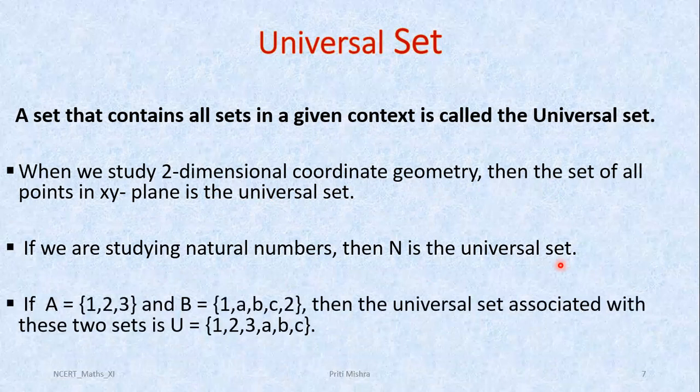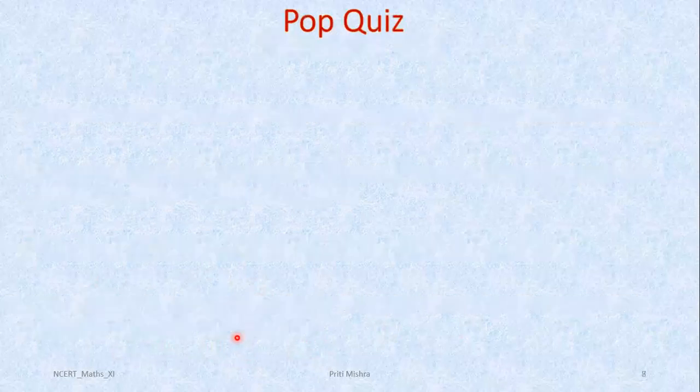Next, if we are studying natural numbers, then the set of natural numbers N is the universal set in that reference. And if we have two sets, like A = {1, 2, 3} and B = {1, a, b, c, 2}, then in the reference of these two sets we can frame U = {1, 2, 3, a, b, c}, meaning all the elements in this set U represent the universal set for these two sets. I hope it is clear to all of you.